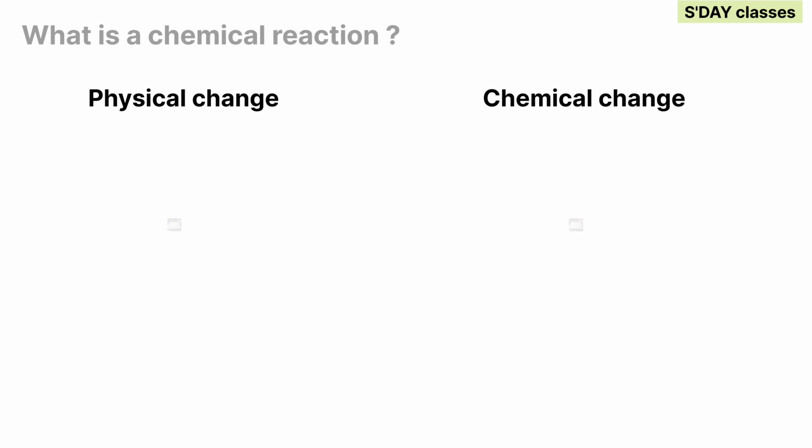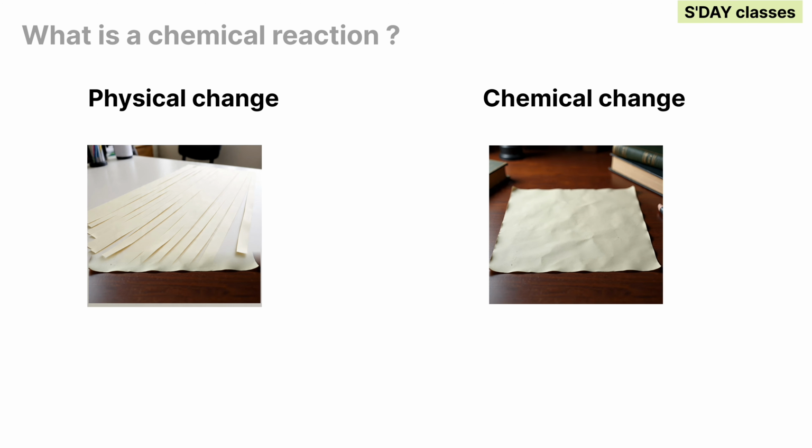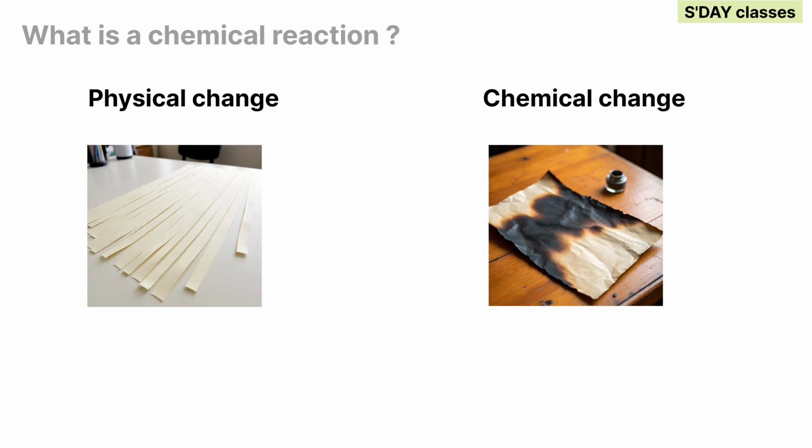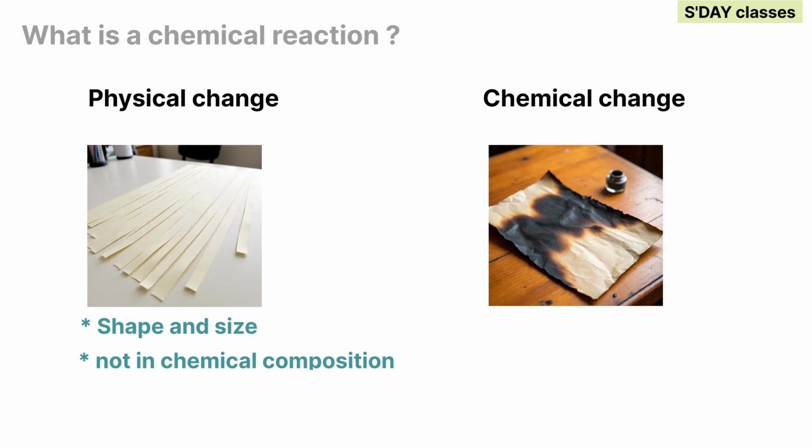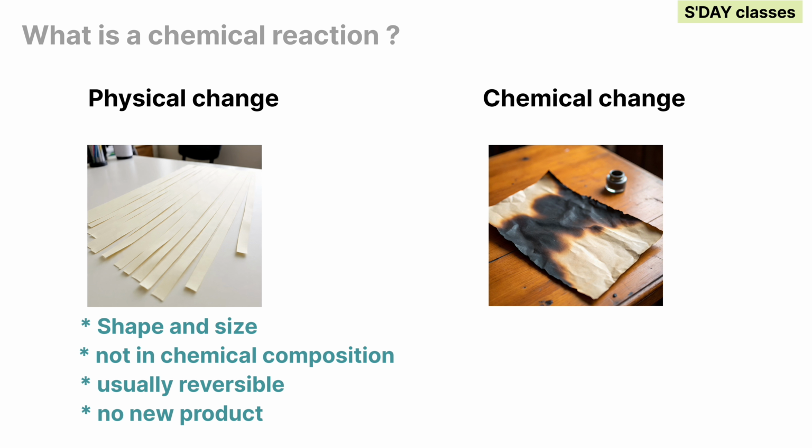Assume I have two pieces of paper. I will cut one paper into small pieces, and I will burn the other paper. What do you observe here? Yes, in the physical change there is a change in shape and size, but no change in chemical composition. This process is usually reversible, and no new product is formed.